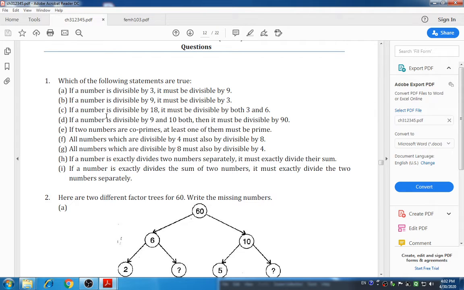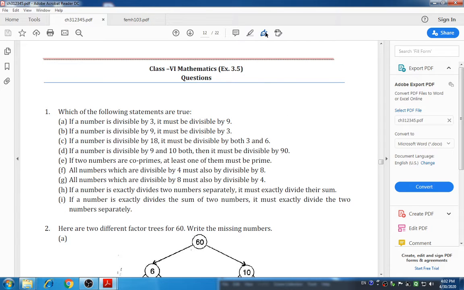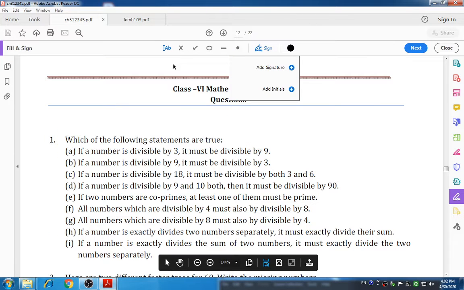If a number is divisible by 3, it must be divisible by 9. Is it correct? Just think properly. What is the table of 3? 3 ones are 3, 3 twos are 6, 3 threes are 9, 3 fours are 12, 3 fives are 15. 3 and 6 cannot be divided by 9. So it is a wrong statement. So we have to put here wrong.